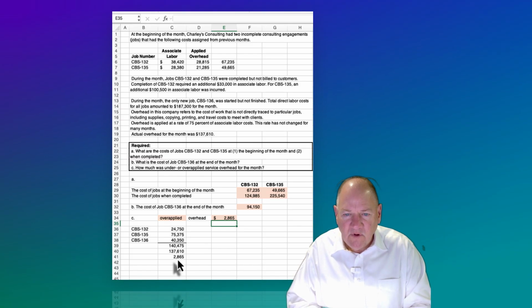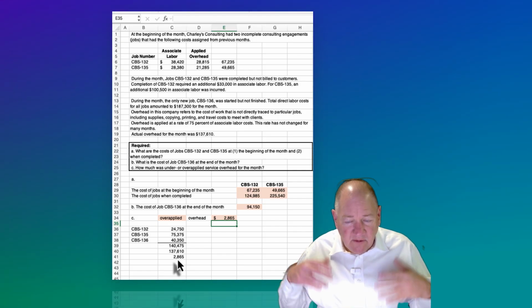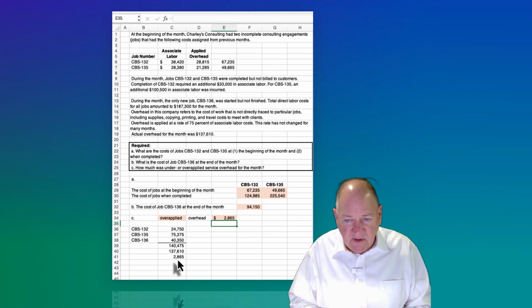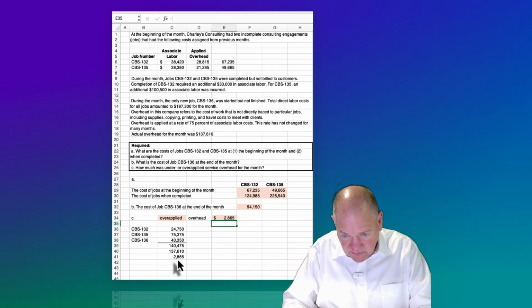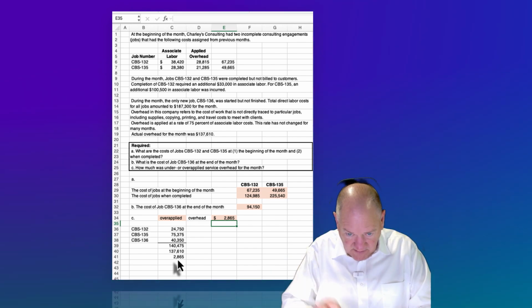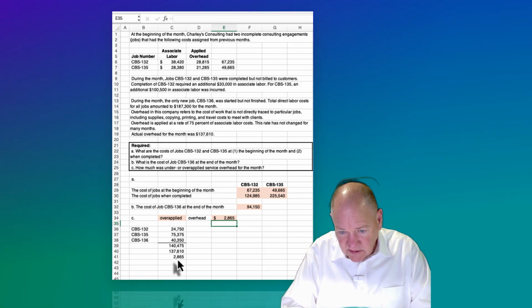So again, with our predetermined overhead rate, we don't know how much the overhead's going to be for the month. We don't want to wait till the end of the month to find out. We need to go ahead and put numbers on these jobs now. So we're going to take past relationships between, in this instance, labor cost and overhead cost. So you're going to use that 75 cents on the dollar ratio.